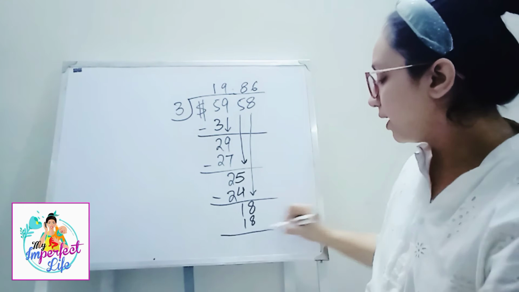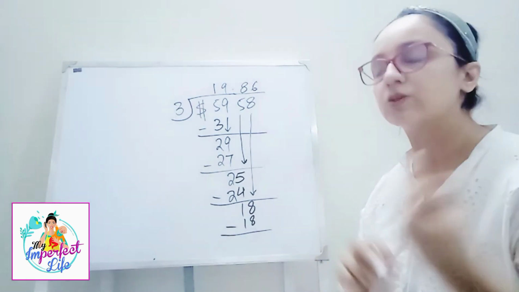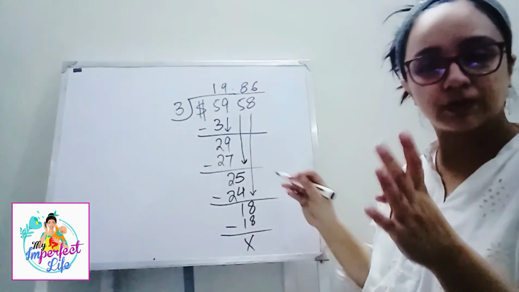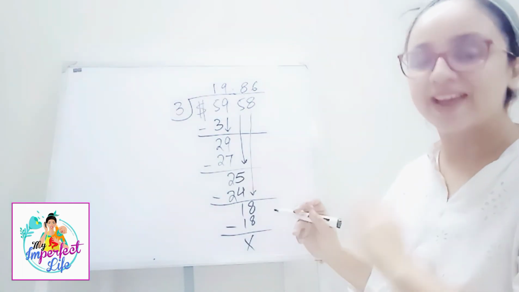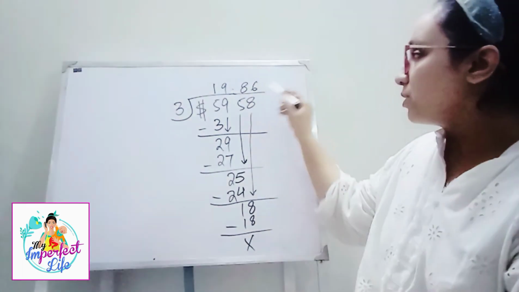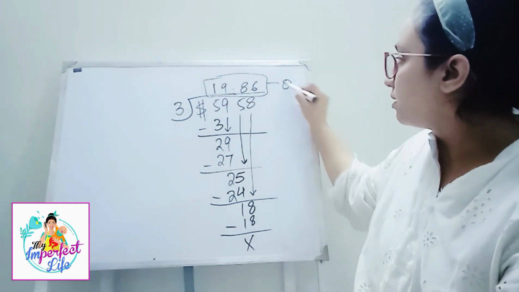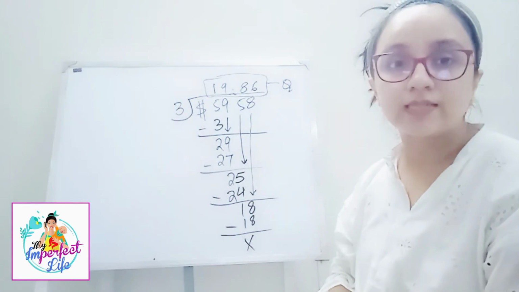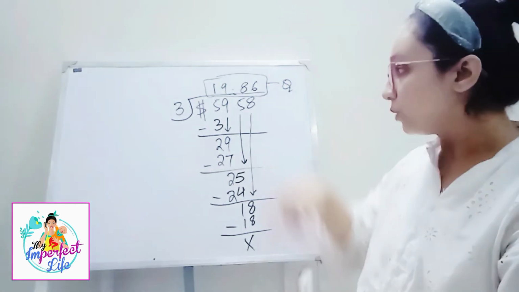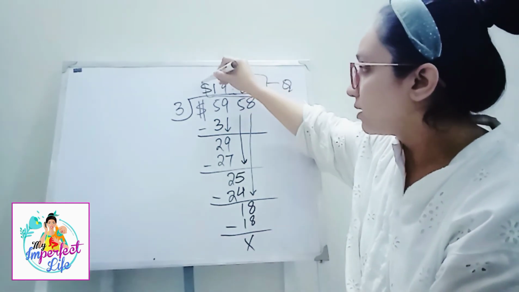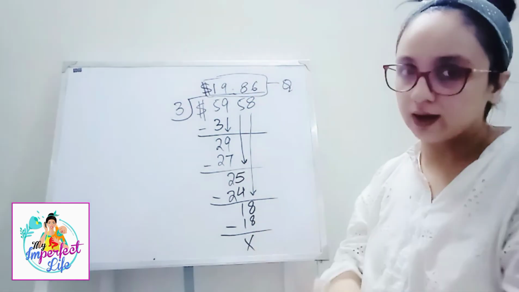So I'm going to write here 18, and I'm going to subtract. My method is that when I don't have any remainder, I like to put a cross, because that means this question has ended. I don't need to solve it further. So the answer, or the quotient, that I have over here is 19.86. And since we were dividing an amount in dollars, we are going to write here dollars as well.